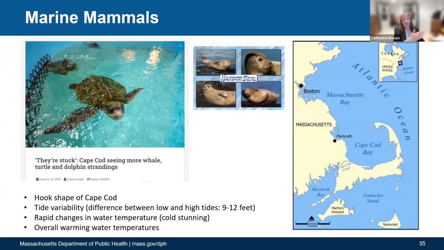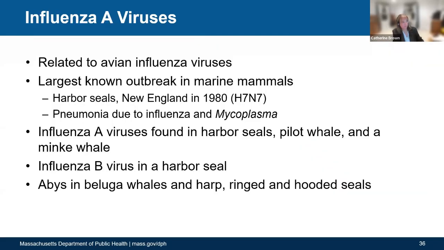And I say that, and yet also with the overall warming water temperatures, that is probably also contributing to illness in animals and therefore stranding. And one of the things that has caused stranded marine mammals over the years are influenza viruses. So this is a flu virus.